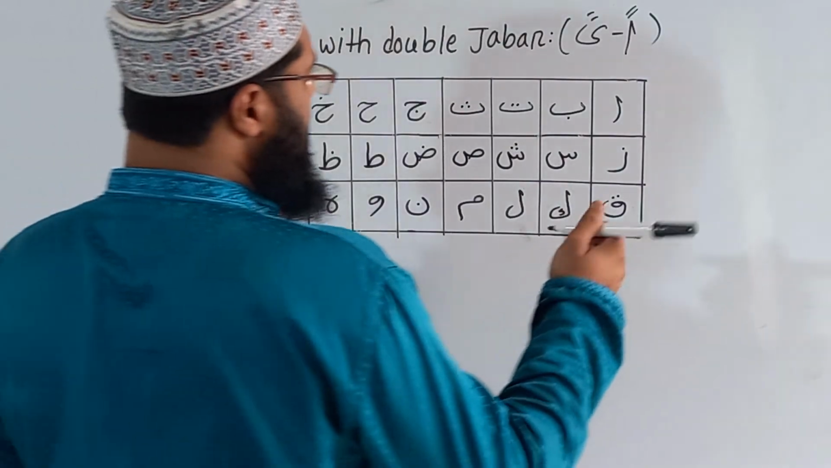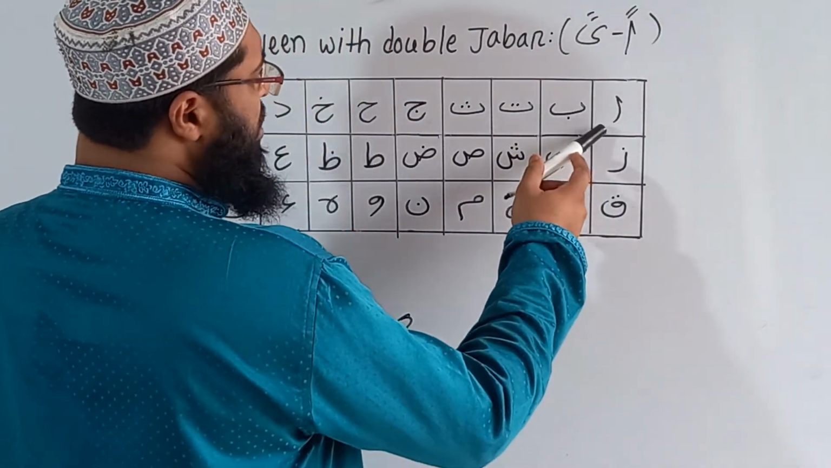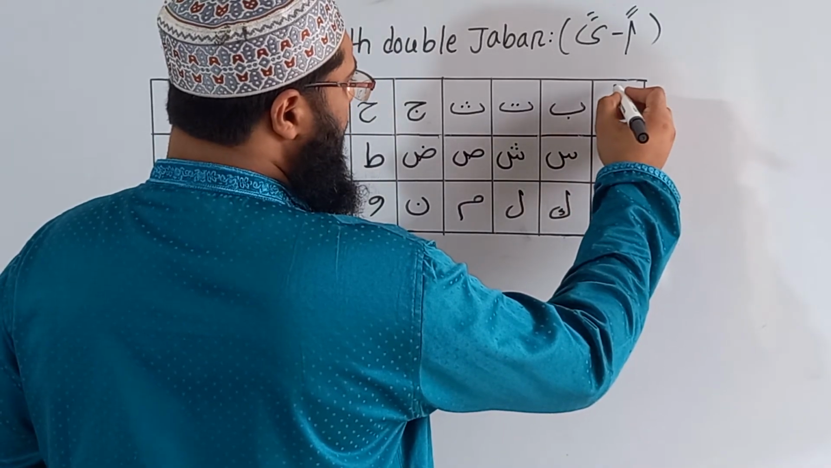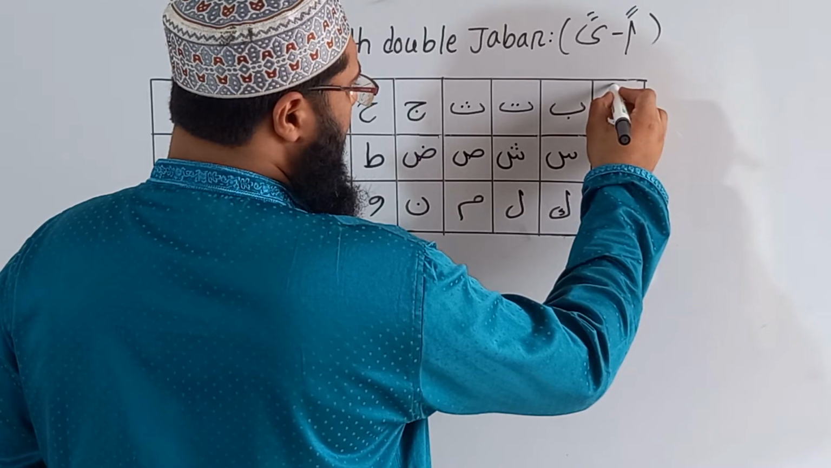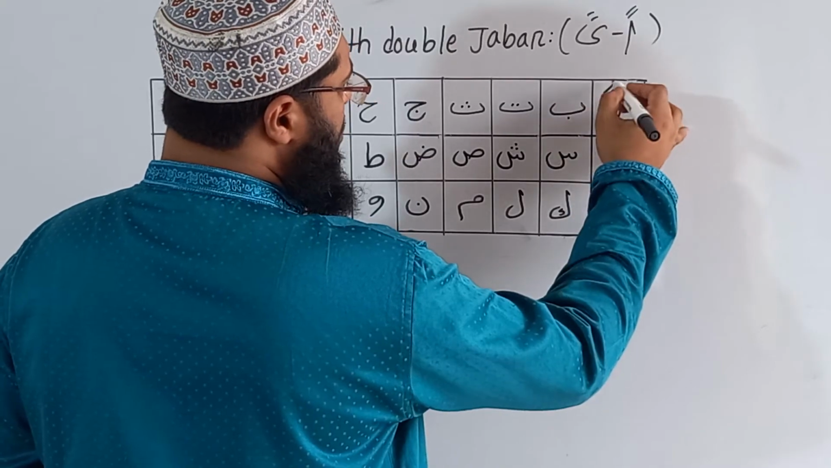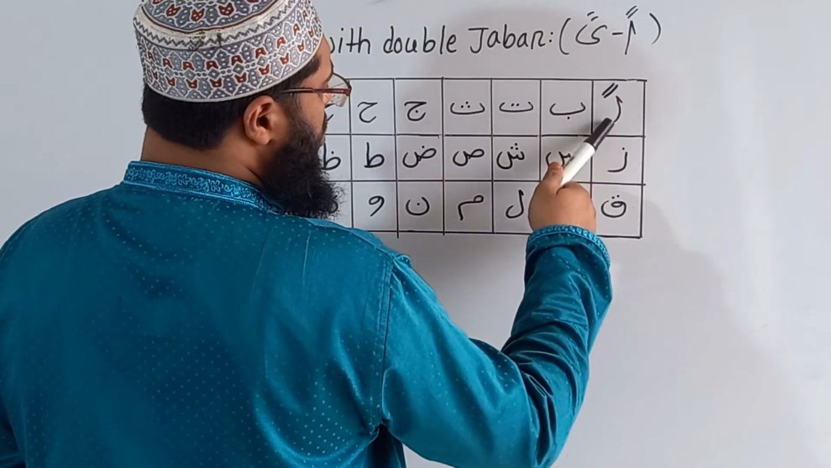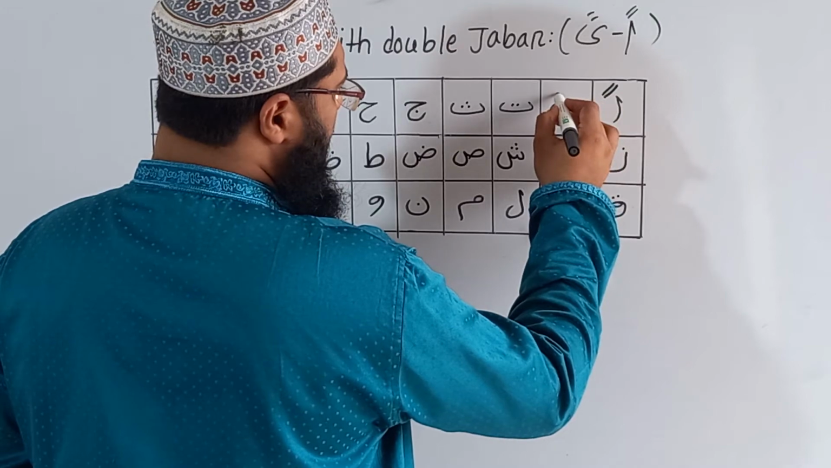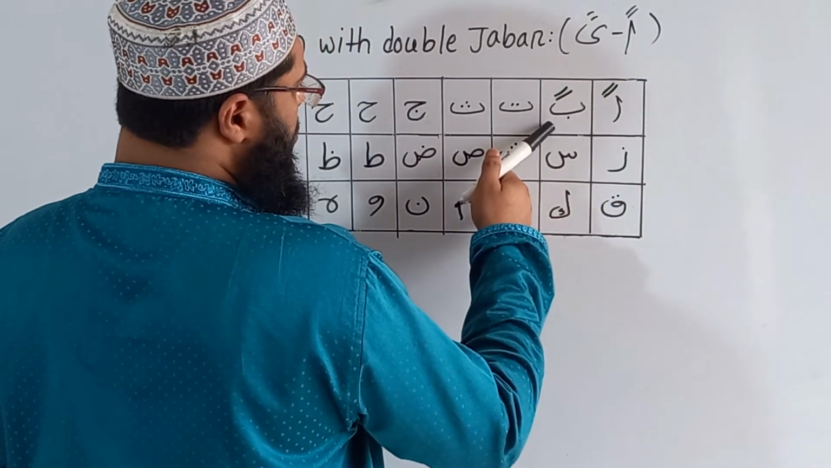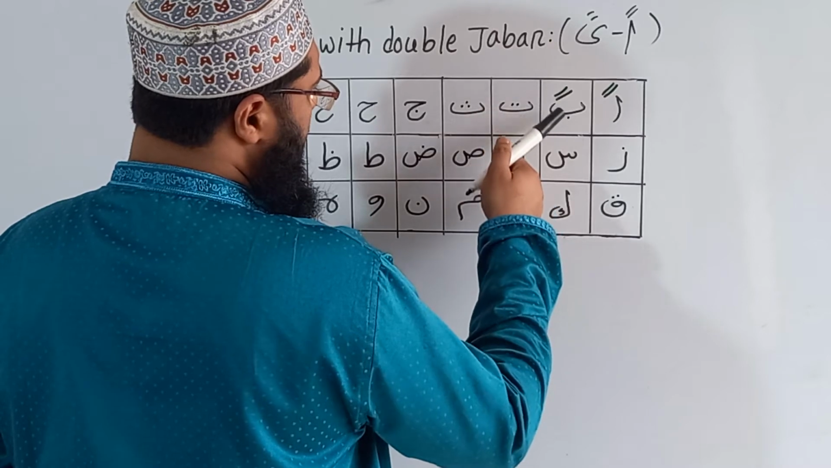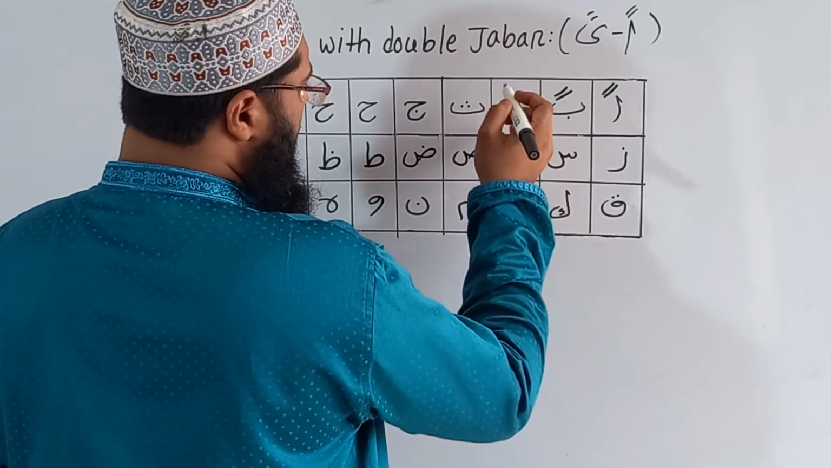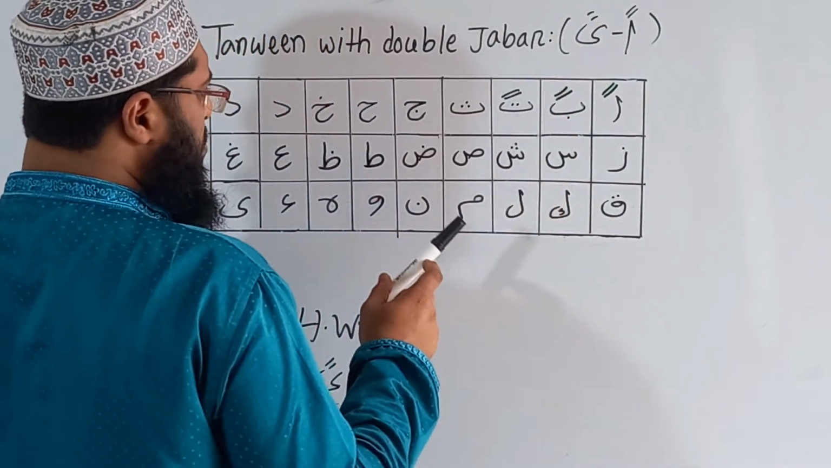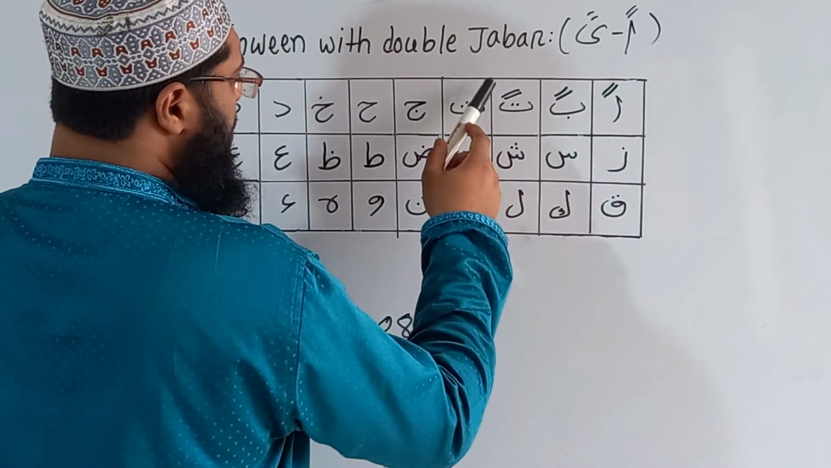Okay, my dear students, let's start. Today we will learn Tanween with double Jabar. This one is Alif, you know that. Now I am giving double Jabar over the Alif, and now we have to pronounce this one Hamza dui Jabar an. Now I am giving double Jabar over the Ba, and you have to pronounce this one Ba dui Jabar ban. Now I am giving double Jabar over the Ta, and you have to pronounce this one Ta dui Jabar tan.